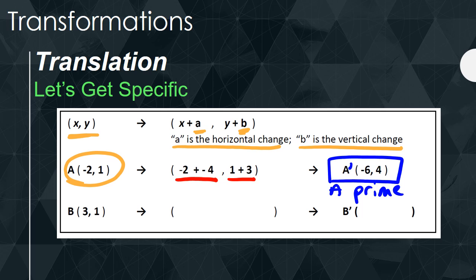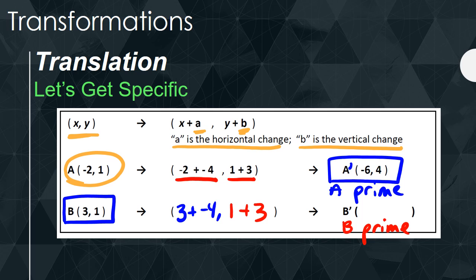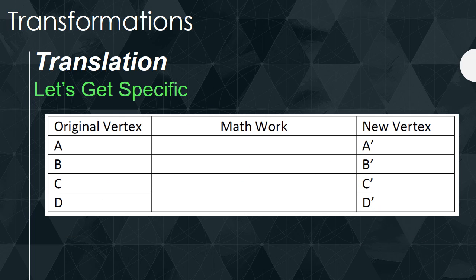And we can keep doing the same. If we do it for point B, which is 3, 1, we do 3 plus -4, and our y coordinate is 1 plus 3. That gives us new coordinates, our B prime, which means our new B coordinates are going to be -1 and +4. Now it gives you some little math work to do here, so you're going to go ahead and figure this out.